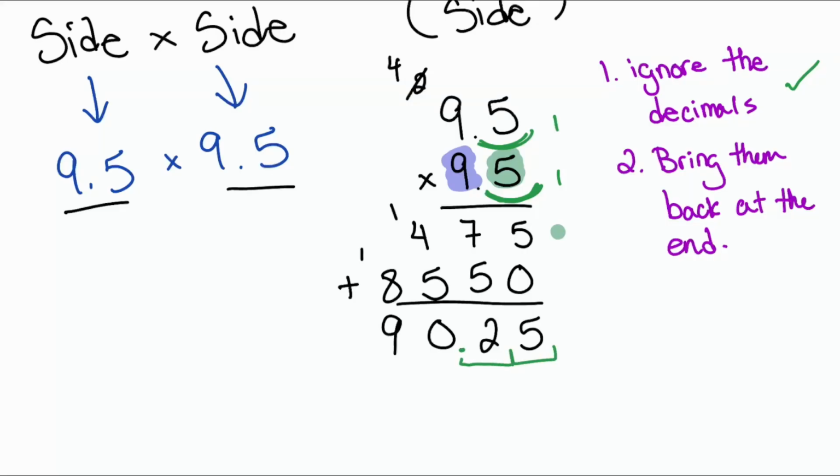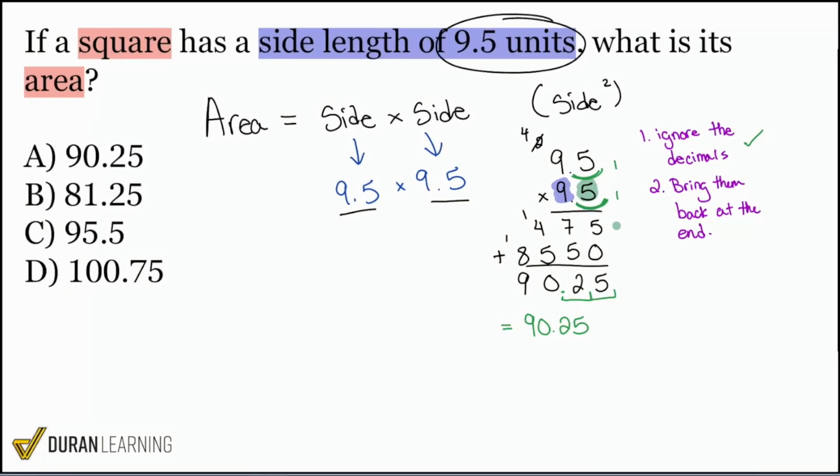And so the final answer is going to be 90.25. That is our final answer. And given that we were looking at units, it is 90.25 square units. And there we are, my party people. The answer choice here is going to be choice A.